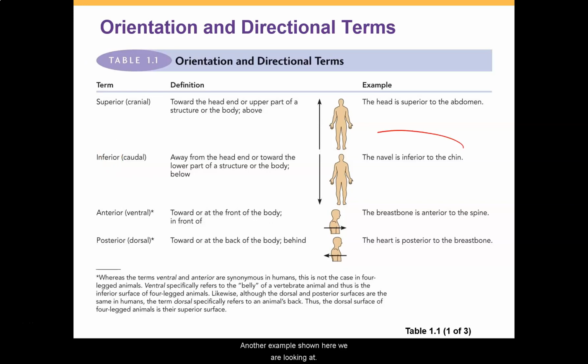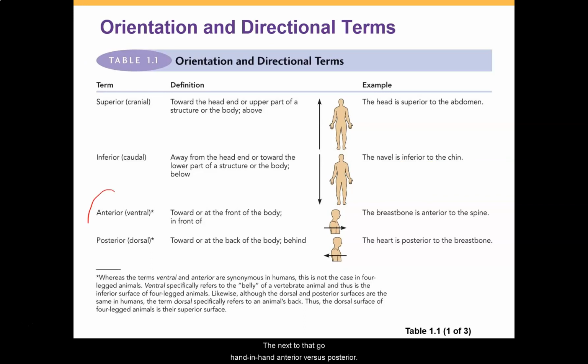Another example shown here, we are looking at the navel or belly button compared to the chin. So generically we would say our belly button is closer to the feet, or the belly button is below the chin. Anatomically, you would say the belly button is inferior to the chin because the belly button is down here. So inferior to the chin, below the chin.